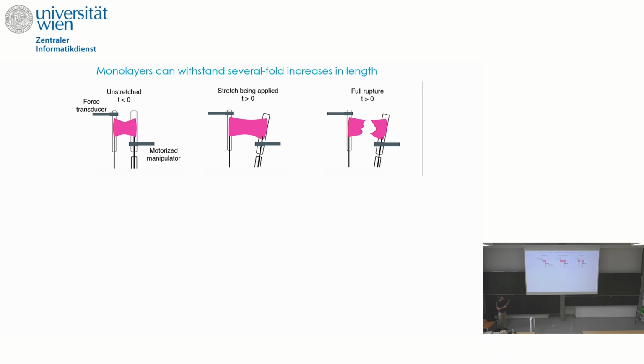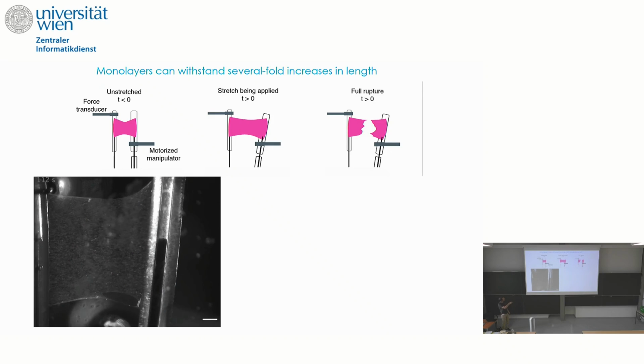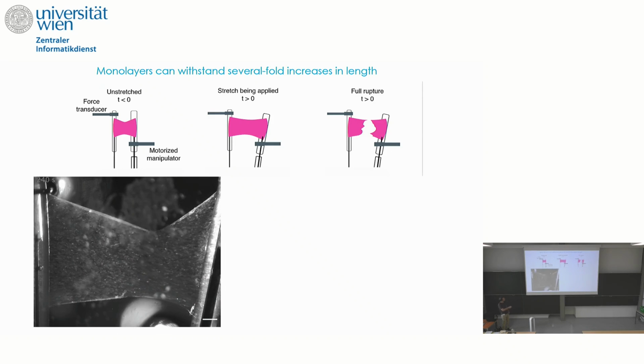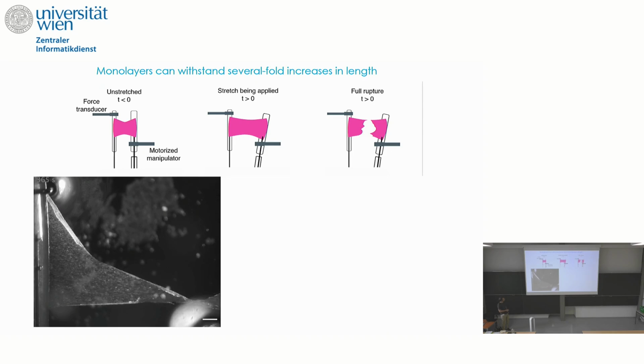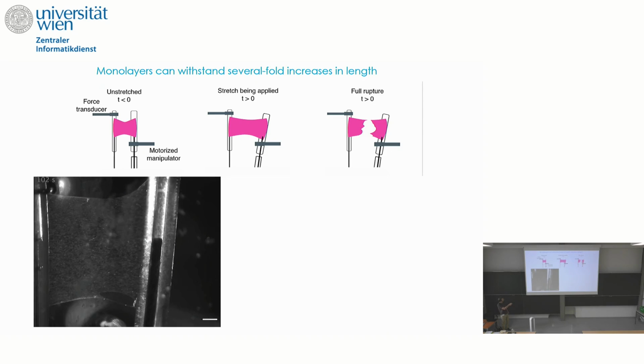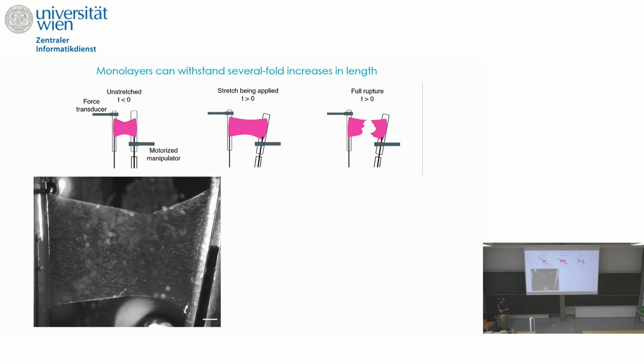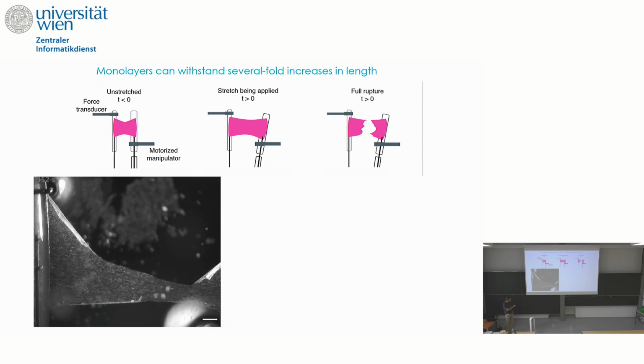So to look at rupture, we did some very simple experiments. Essentially, we just stretched the monolayer at a constant rate until it ruptures. And this is what it looks like. The monolayer is here. This is the test rod that's moving. And essentially, you pull, and at some stage, we get a crack that appears, and this crack propagates.